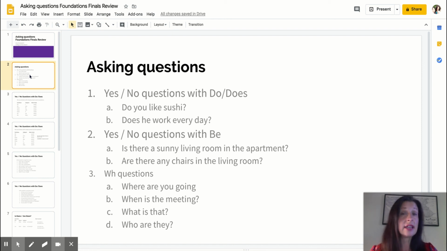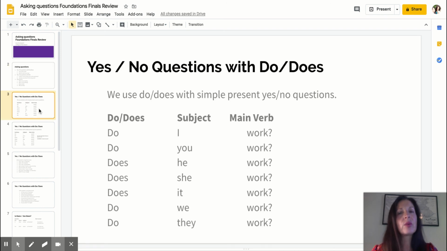You can ask yes-no questions with the verb to be. Is there a sunny living room in the apartment? Are there any chairs in the living room? You can also ask WH questions. WH words are question words. Where, when, who, what. Those are WH questions. We'll practice those too. Let's start with yes-no questions with do and does.